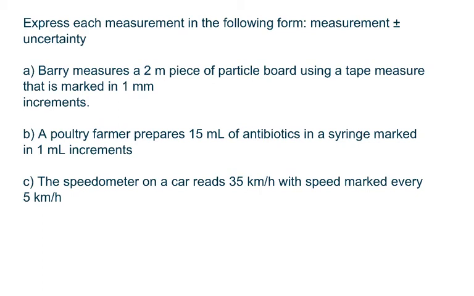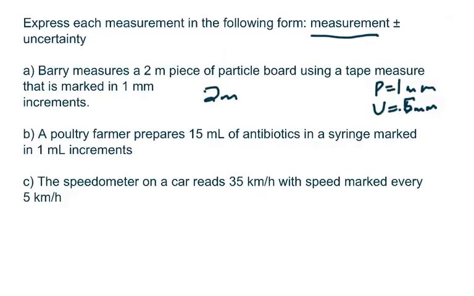So express each measurement in the following. So your measurement plus or minus your uncertainty. So Barry measures a 2-meter piece of particle board. So my measurement is 2 meters. Using a tape measure that is marked in millimeter increments. So the precision of this tape measure is 1 millimeter. And the uncertainty would be 0.5 millimeter.